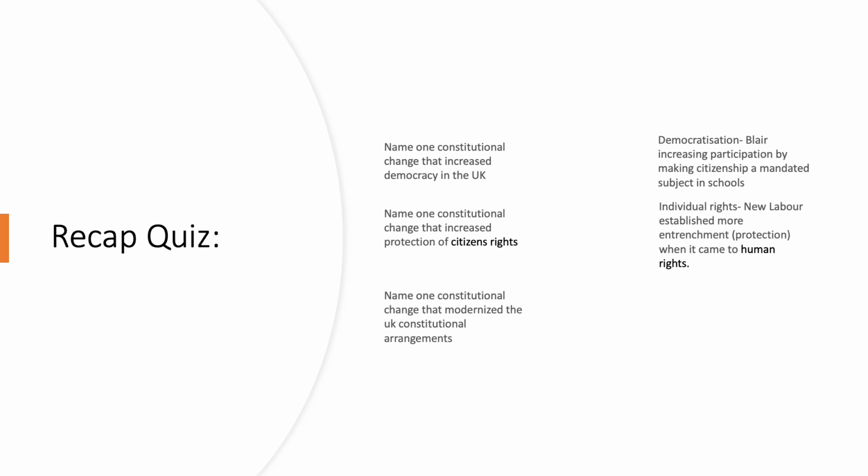Then name one constitutional change that modernised the UK constitutional arrangements. So that was devolution, which, for example, allowed Scotland and Wales to have their own parliament, the Welsh Assembly and the Scottish Assembly, and allowed votes on regional issues. It also brought in mayors, like the London Mayor, at that time as well.